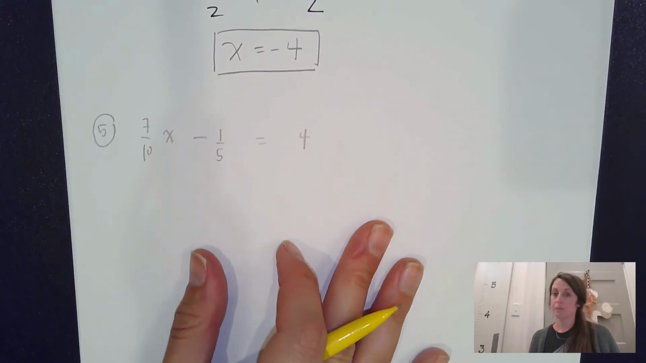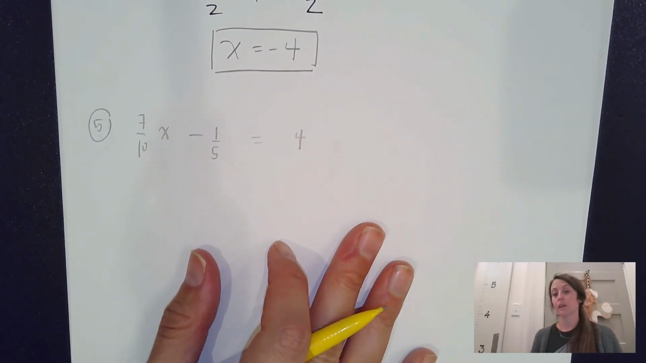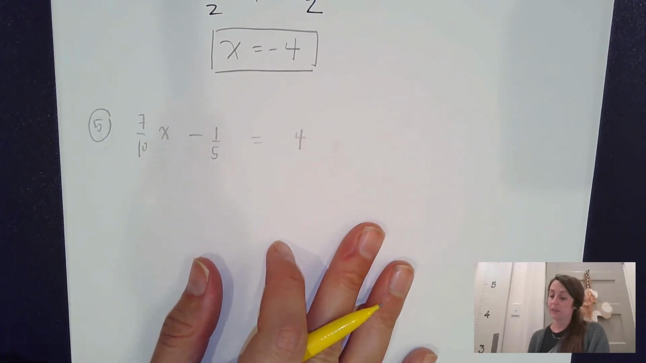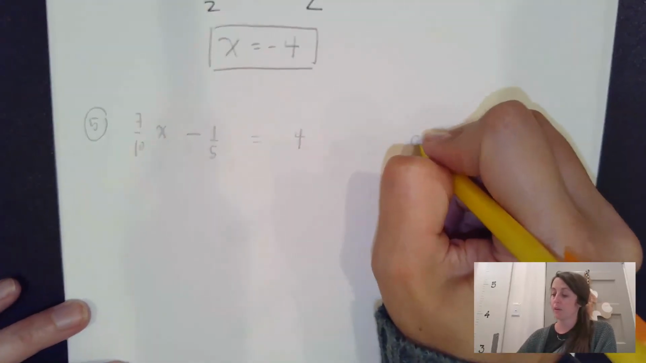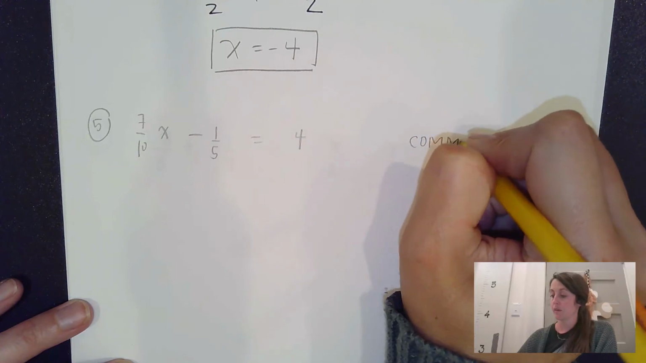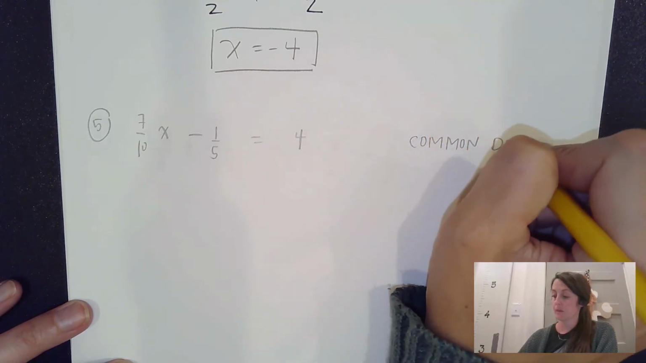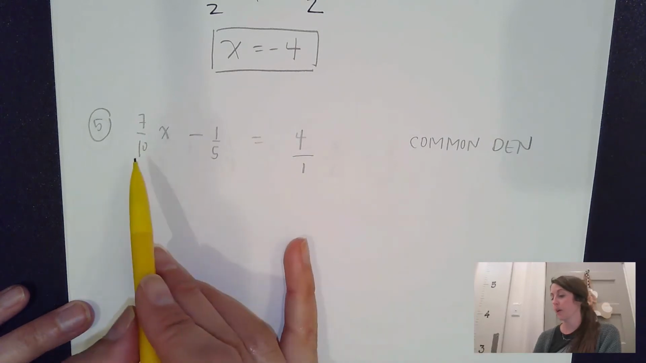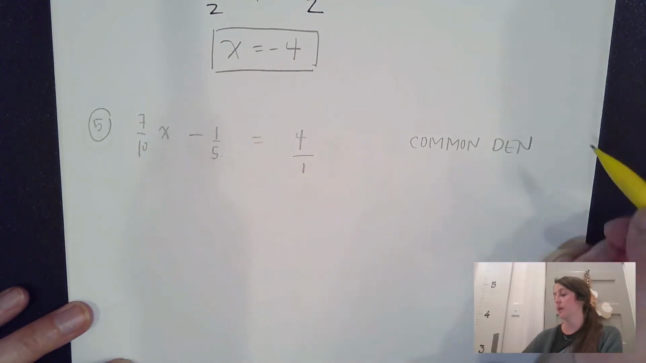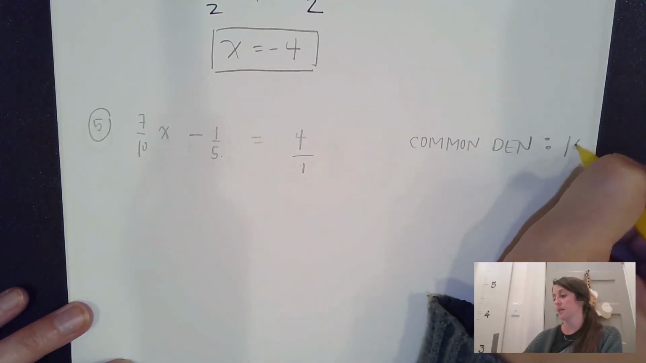Alright, let's look at this one. I've got 7 over 10 x minus a 1/5 is going to be equal to 4. So the common denominator, this is a 4 over a 1. So the common denominator here between 10, 5, and 1 is going to be a 10.